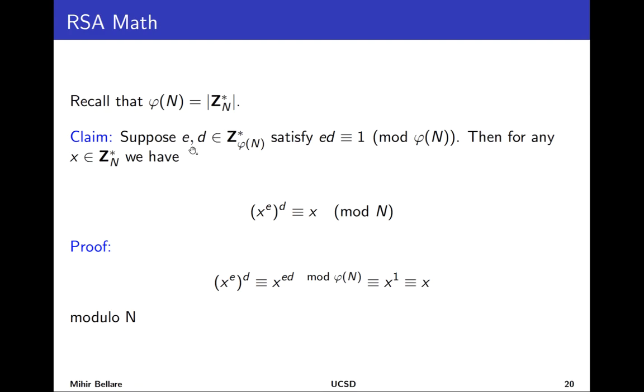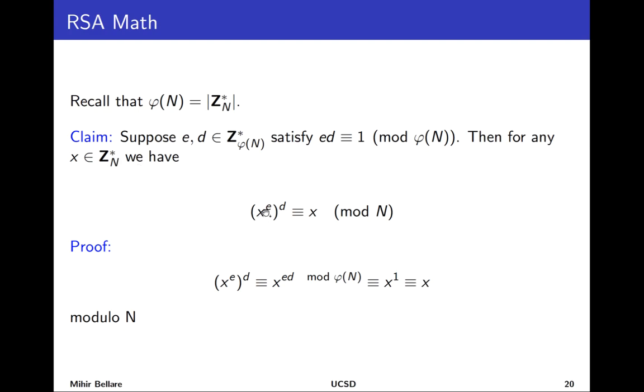I know that's possible because if E belongs to this set, since this is a group under multiplication mod phi of n, E has an inverse. And that inverse is exactly the D satisfying this equation. So I'm just saying I pick a point E in here and I let D be its inverse. Now we jump back to the other group. We take a point X in the group Zn star. One of the elements of RSA is this interplay between two groups, Z star phi of n and Z star n.